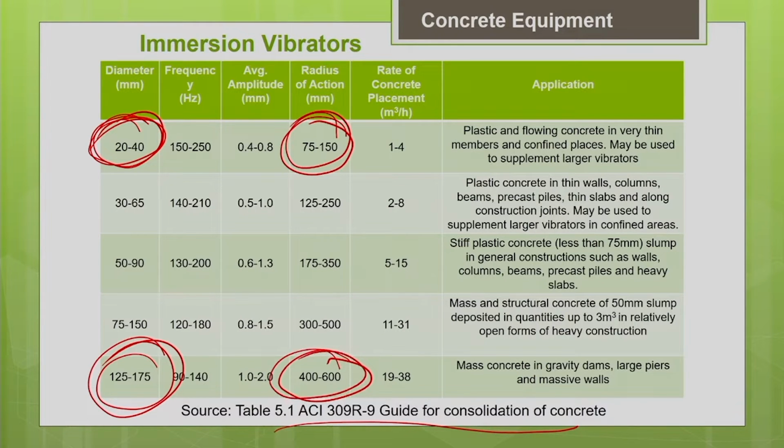Also, the bigger diameter can provide you greater amplitude. Amplitude is nothing but your magnitude of motion. So it gives you greater amplitude, but relatively lesser frequency. Frequency is nothing but the number of vibrations per minute. When you go for a smaller diameter, the amplitude is less, but the frequency is high. So according to your concrete consistency, the thickness of your section, and the spacing between the reinforcement, you have to select the size of your vibrating head or the diameter of the immersion vibrator.